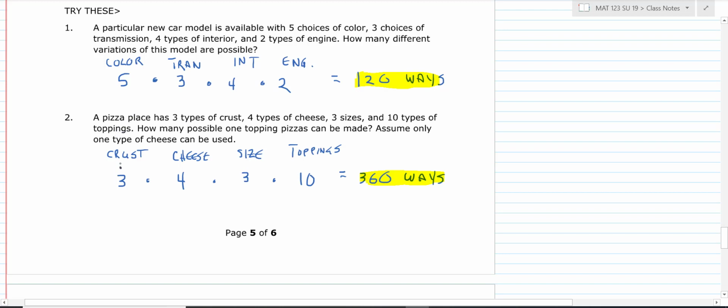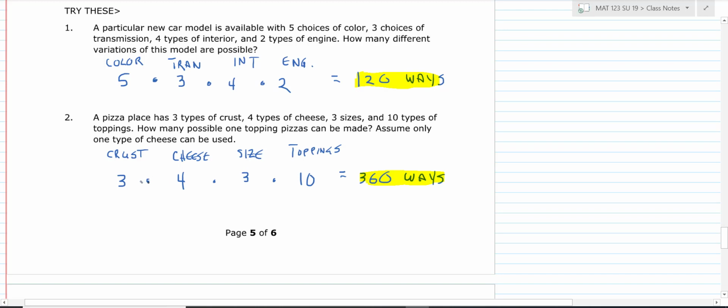You can get 3 types of crust, and you can only choose 1. 4 types of cheese, you can only choose 1. 3 sizes, only choose 1. 10 toppings, but you can only choose 1. It's a much more complicated problem if you could choose like 3 of the toppings or 2 of the cheeses. But what you do is just, there's 3 crusts, 4 types of cheese, 3 sizes, 10 toppings. So if you multiply that together, you get 360.